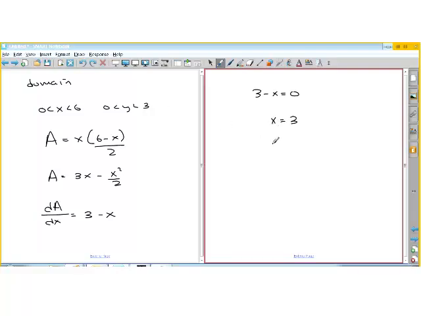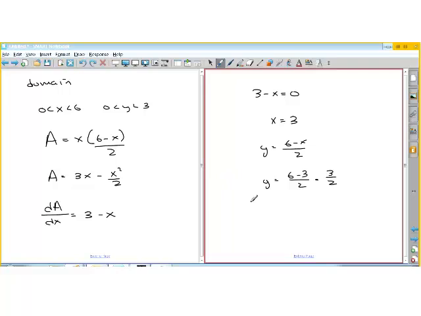And then to find y, you just go back to the secondary equation, which said y is equal to 6 minus x over 2. So we just plug that in. 6 minus 3 over 2, which is 3/2. So our guess was actually correct. These are in the domain, so that's good.